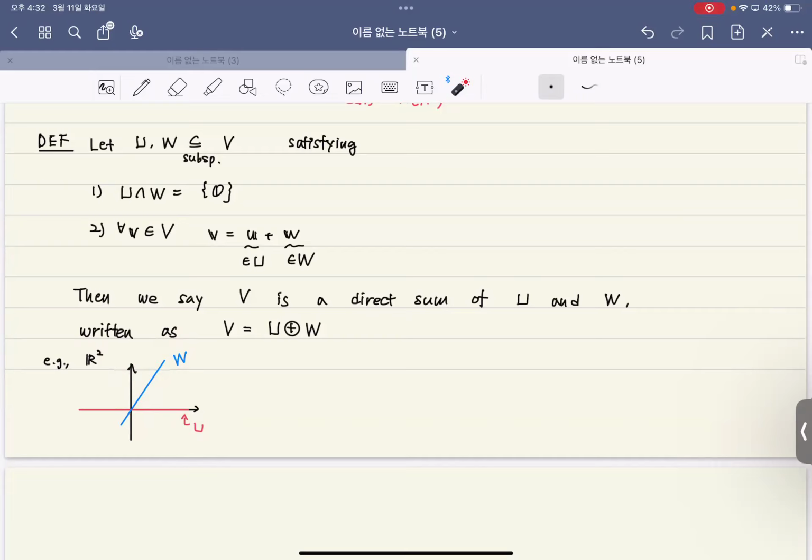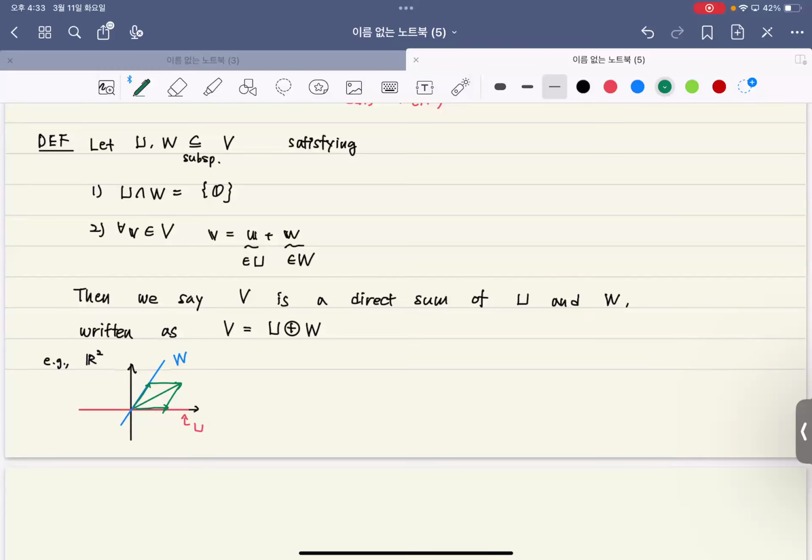Yes. Because U and W only intersect at the origin. And any random vector in R2 can be written as a sum of this guy plus this guy, right? Every vector in R2 can be written as a sum of a vector in U plus a vector in W, right? So R2 is a direct sum of U and W, okay?